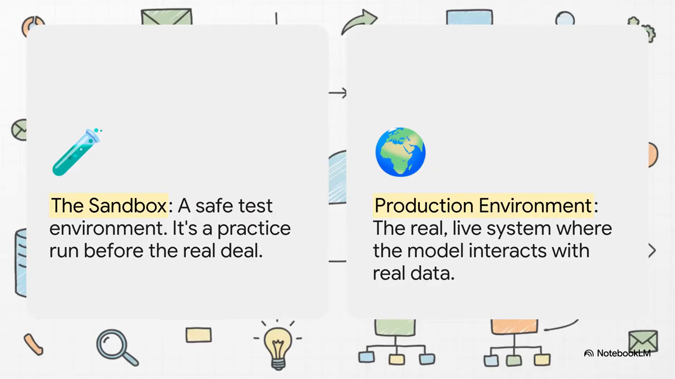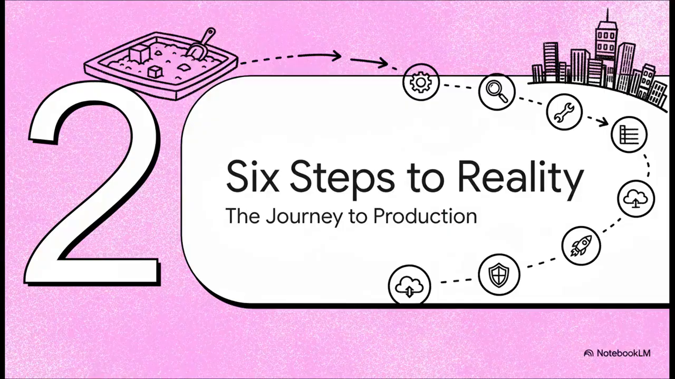And this really gets to the heart of a crucial distinction. On one side, you have the sandbox. That's your safe space, your lab. You can test things, mess around. It's all practice. But on the other side, you have the production environment. Whoa, that's the real deal. It's live, it's active, it's interacting with real-time data. The stakes here are way higher, and success isn't just about whether your code runs, it's about making a real impact.